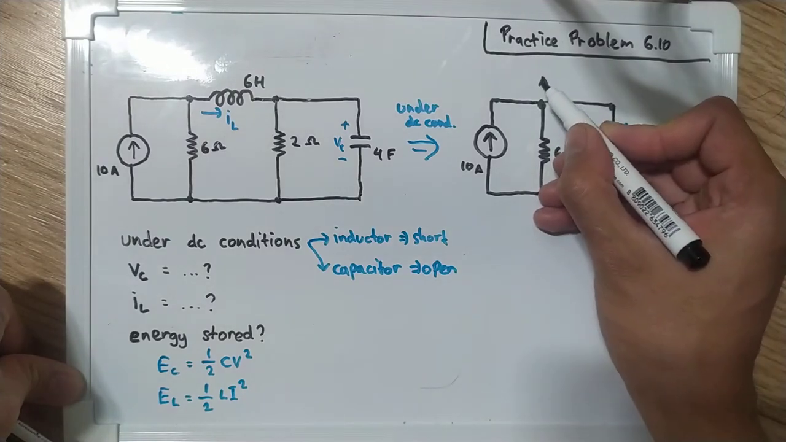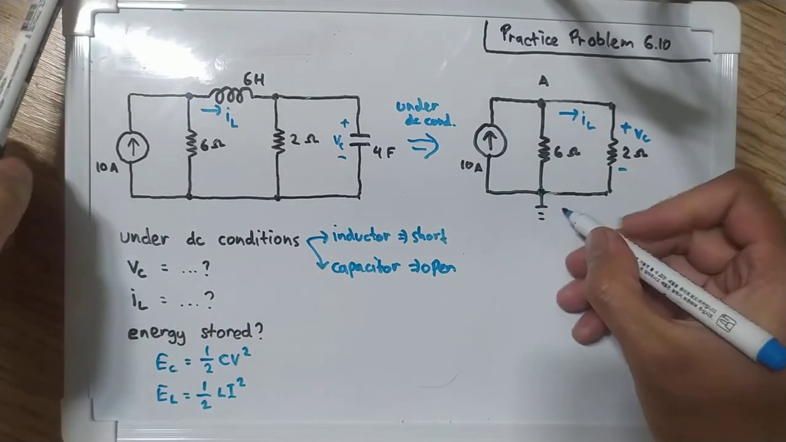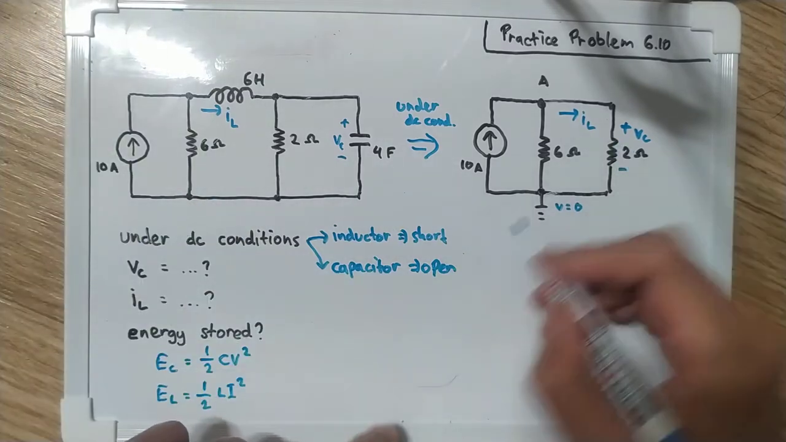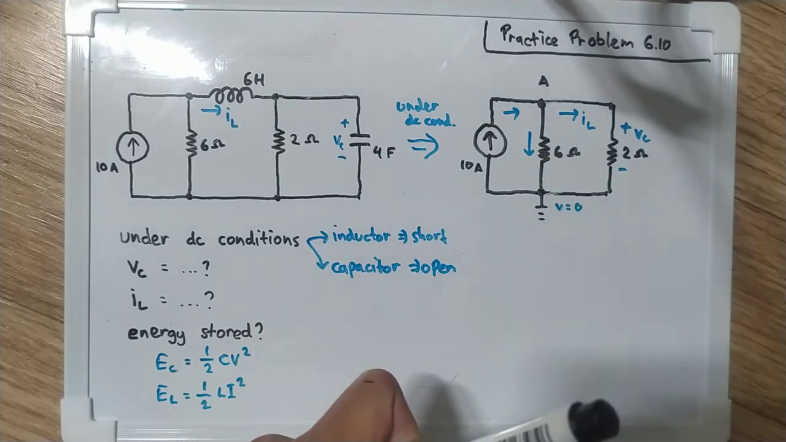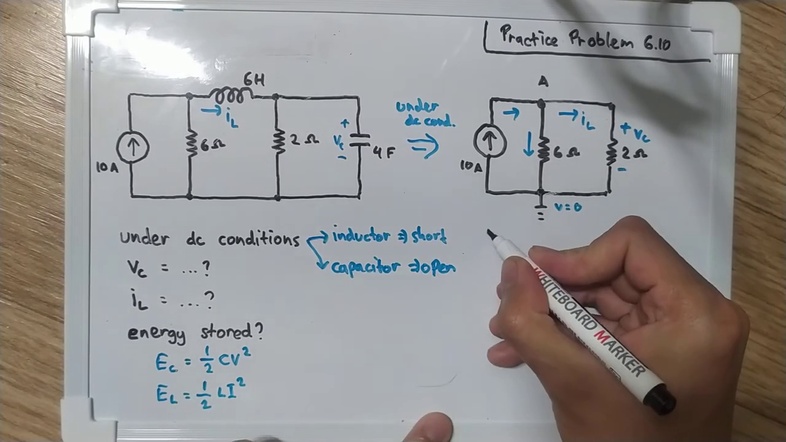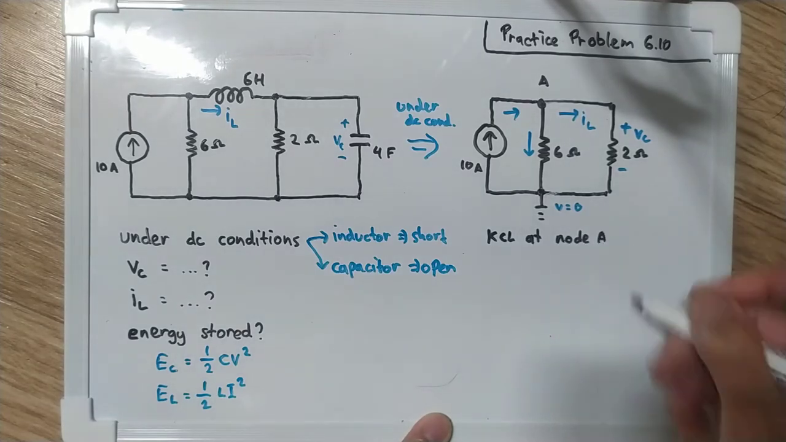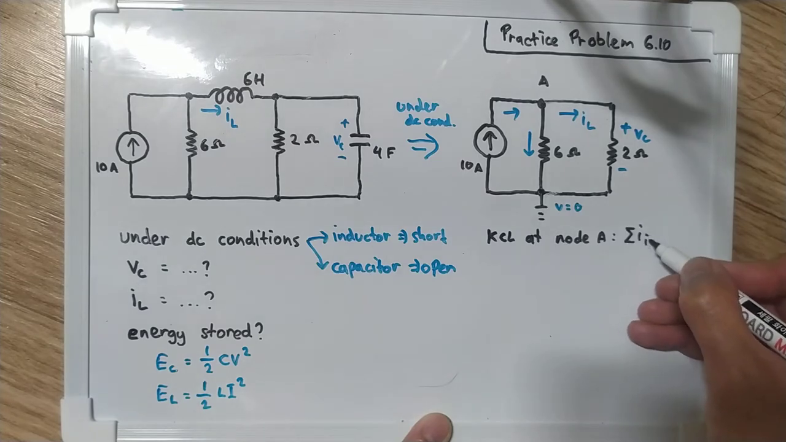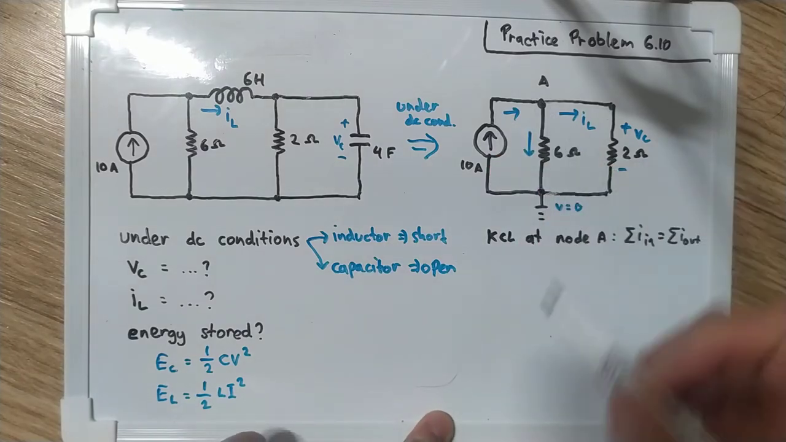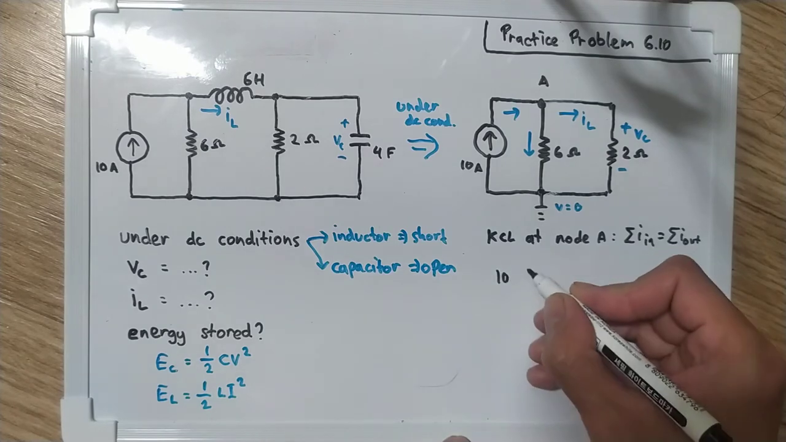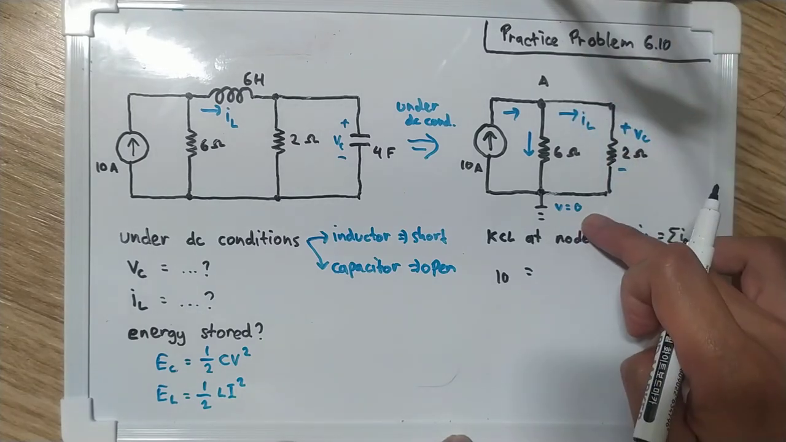So let's name this node as node A, and this here as our ground, which means the voltage here will be zero. So we need to do KCL at node A, which is the sum of the currents that go in is equal to the sum of the currents that go out. The current that goes in is only this one, which the value is 10 ampere. And then IL, which is equal to VA minus 0 divided by 2.